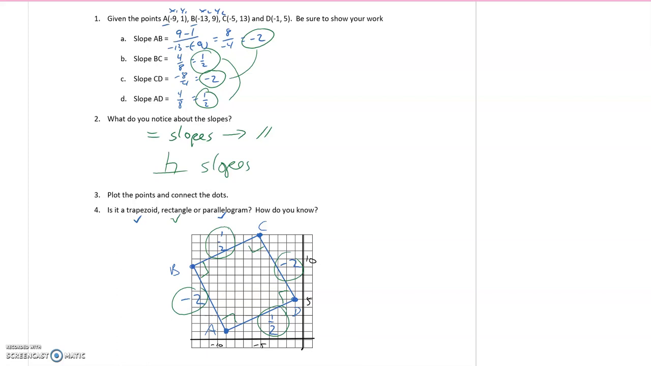If the slopes had not been perpendicular, it could still have been a parallelogram. And if none of the sides were parallel and you got nothing perpendicular, then it could just have been a trapezoid. But you've got to look at the slopes, see if they match up, see if they're equal, see if they're perpendicular or not, and then you can find out what possible shape it could be.